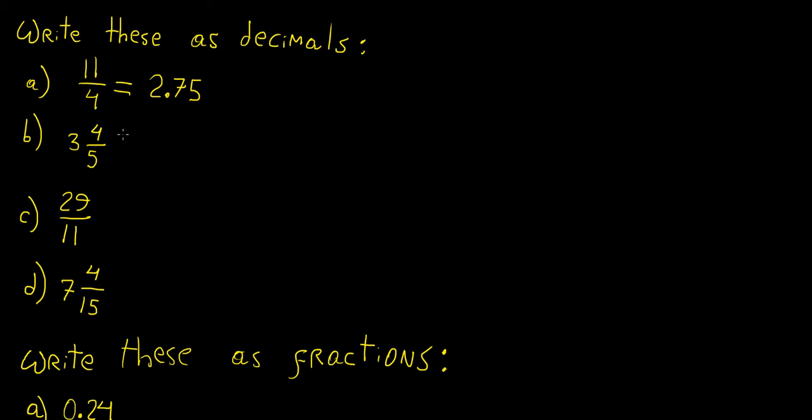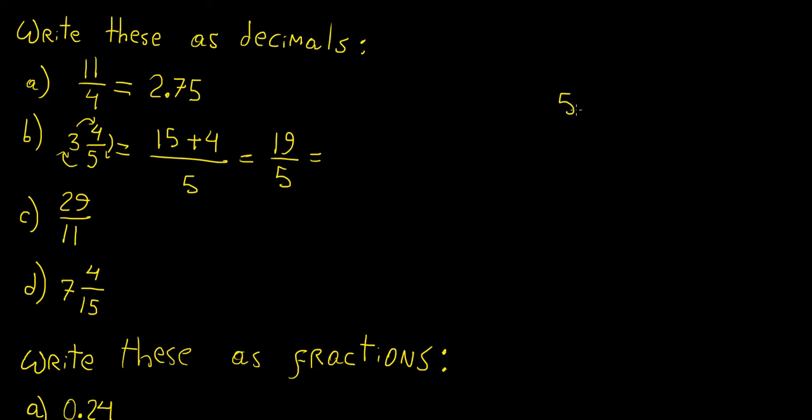So now let's do the next one. For this one, we actually have a mixed number. So remember, if we want to do long division on this one, we actually need to convert to a fraction. So we do the trick. We multiply by this, add that, divide by this. So 5 times 3, that's 15, plus 4 over 5, and that's going to be 19 over 5.